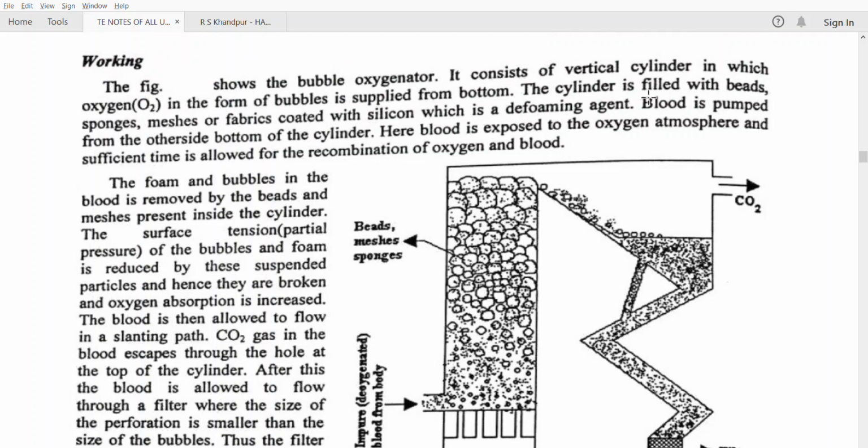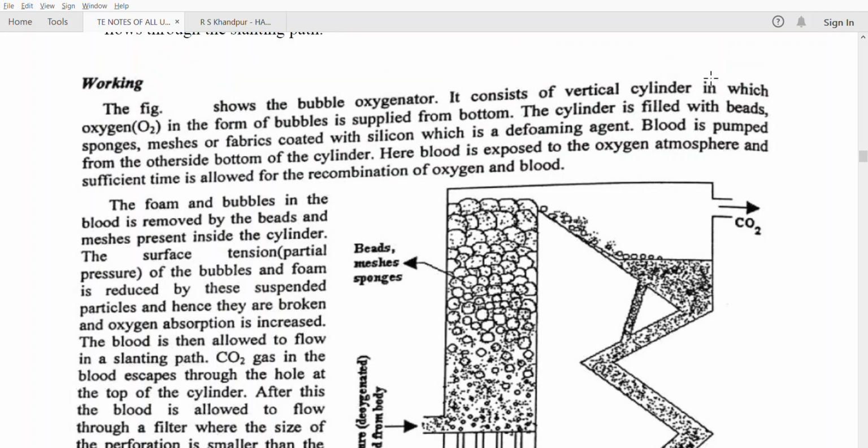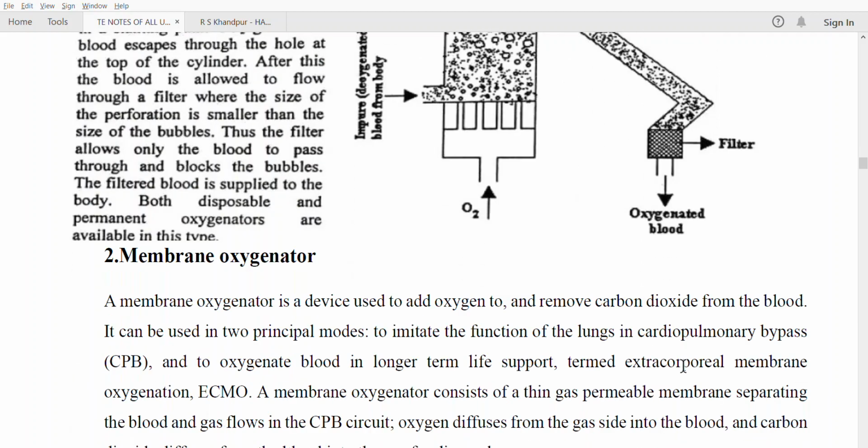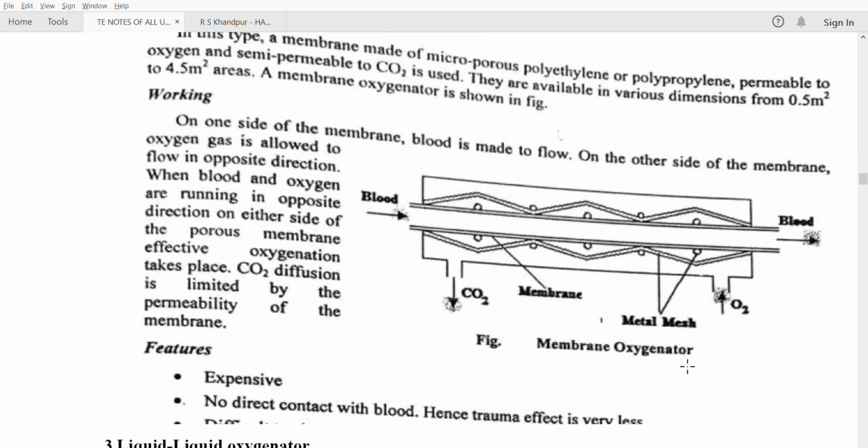Okay, so what does it consist of? It consists of a vertical cylinder in which oxygen in the form of bubbles is supplied from the bottom. Okay, the impure blood goes here, and the beads and meshes, the sponges, remove the CO2, while the pure blood, after it is getting oxygenated, enters here and comes out as oxygenated blood. So in a membrane oxygenator, O2 is given at one membrane, and CO2 comes out at the other membrane.